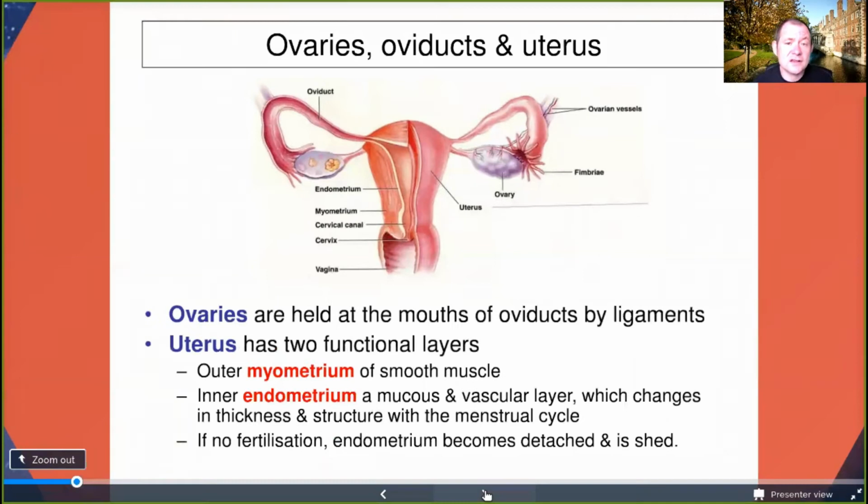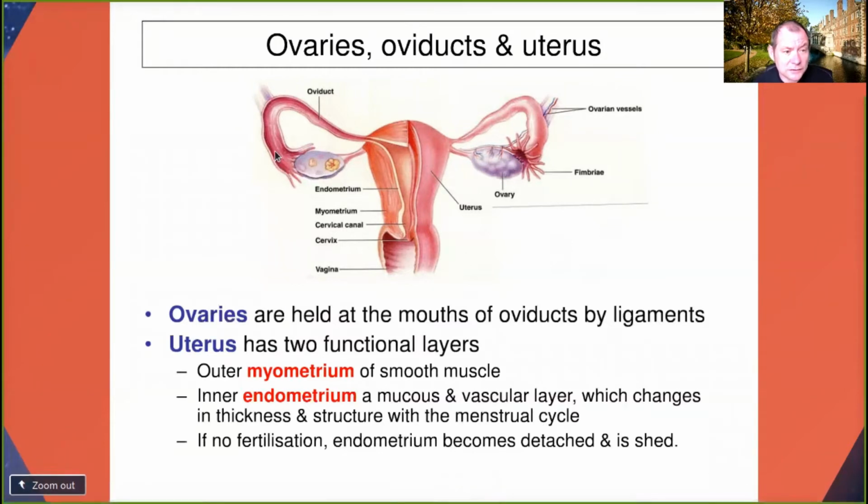The ovaries, oviducts, and uterus. Now, this is a sort of stylized image of these structures. The structures themselves are usually bent around a little bit more than that. The important things in this image are the ovaries themselves, the oviduct or fallopian tube. This allows the transport of the egg down into the uterus.